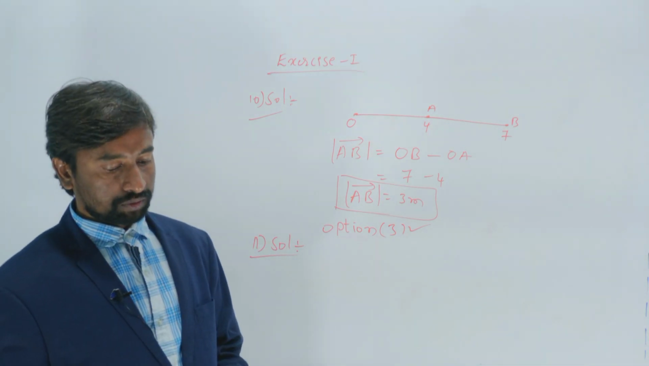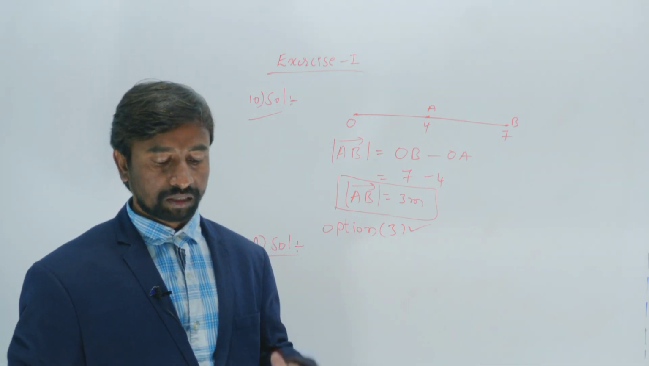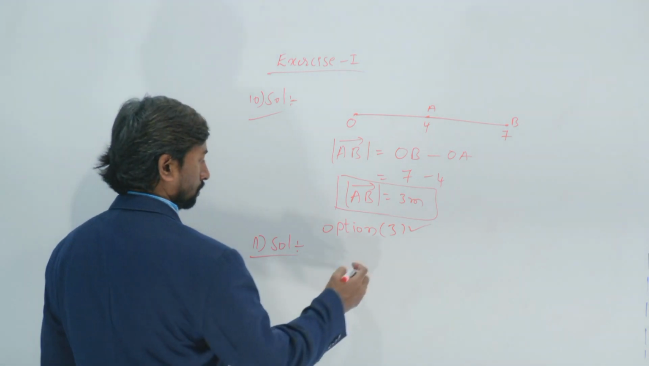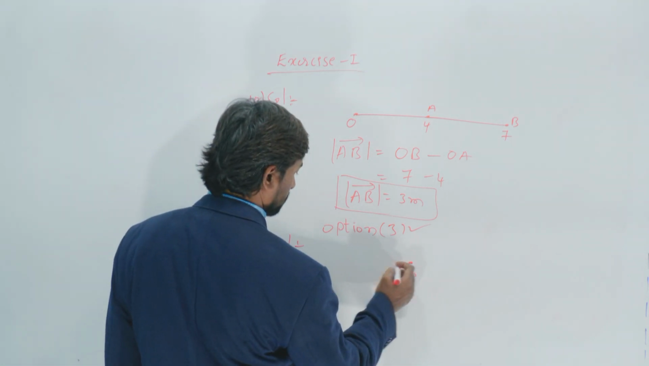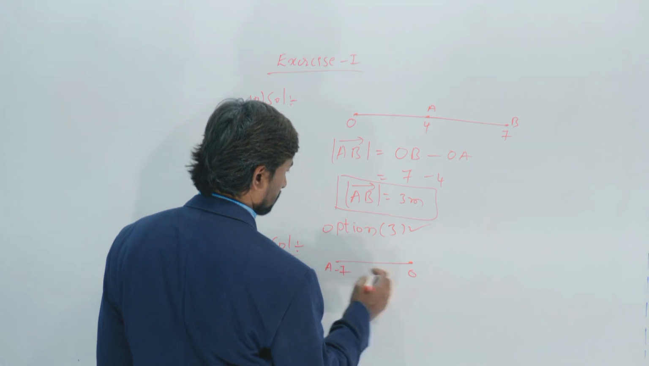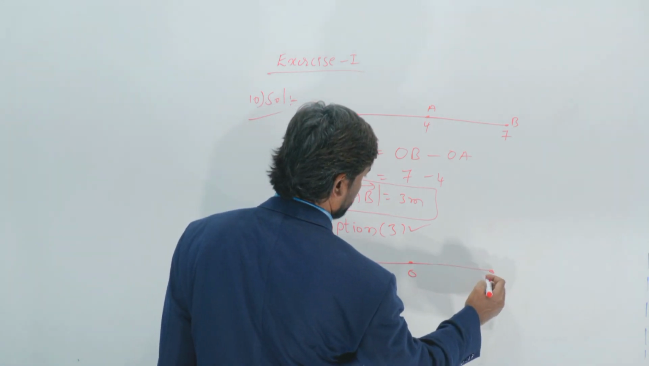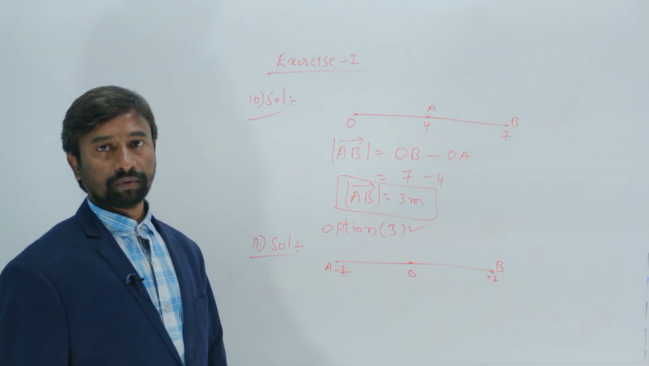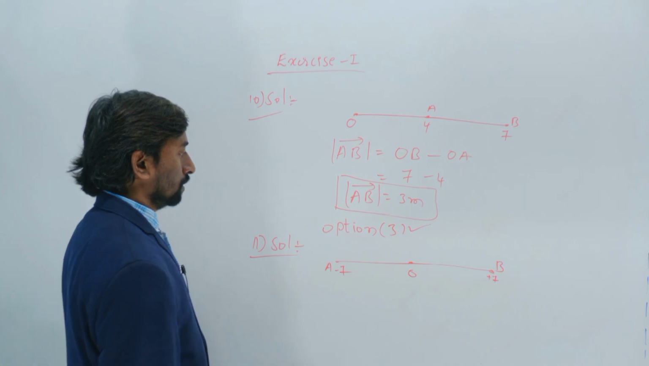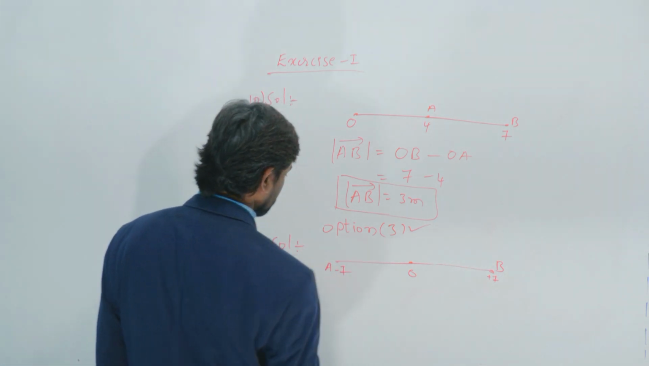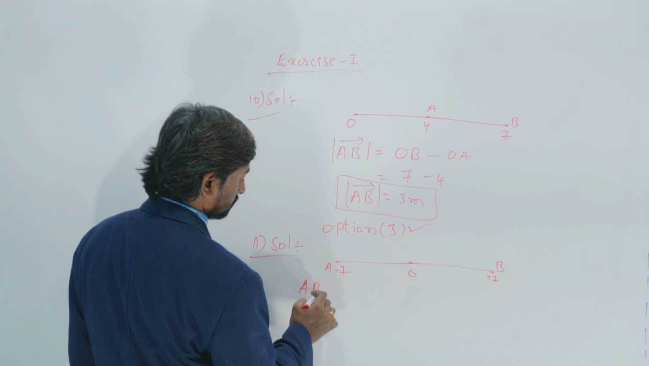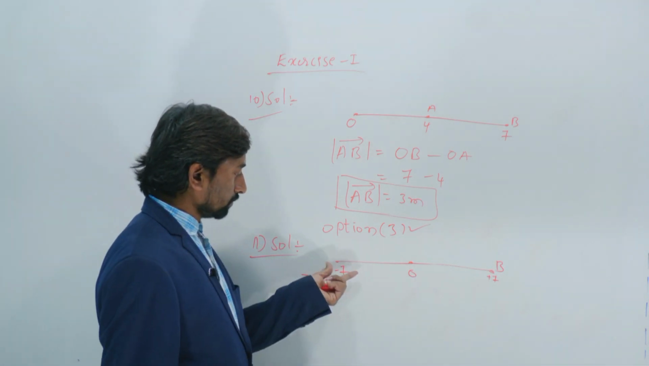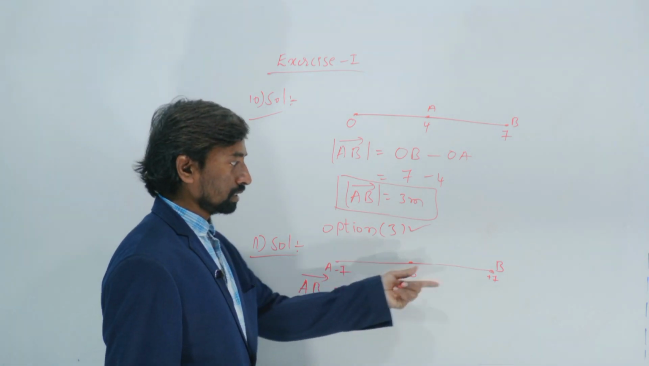Now the 11th one, we'll see here. The 11th question, what they have said: object moving from minus 7 meters to 7 meters. Displacement is, okay. So this is 0, and here we can consider this is minus 7 and here it is B, plus 7. Minus 7 to plus 7. So this is the final. It has traveled from A to B. It started from OA, this is the initial and this is the final.